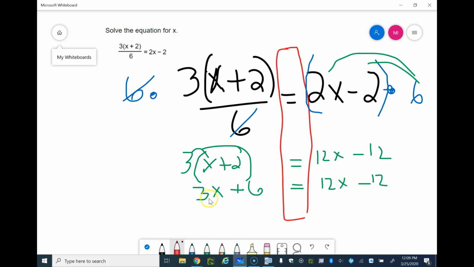This has a 12 over here, this has a 3 over here. Now you can move the 12 over here, but because this 12 is larger, I don't want to deal with a negative number by moving it over here by subtracting. So this will be a good example to show you that it does not matter if the x is on this side or this side. So I'm going to actually move the 3x on this side.